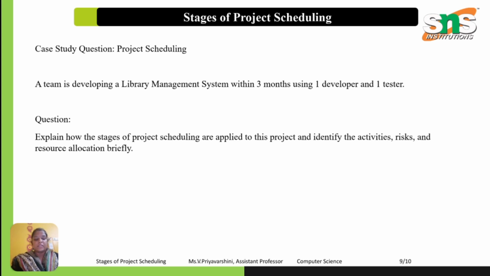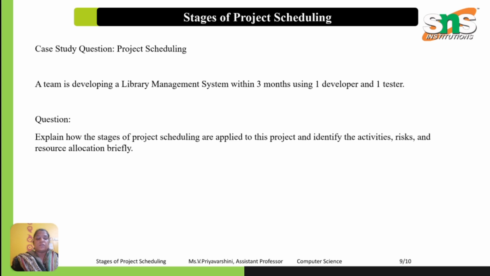Stage 2 is risk analysis. The team identifies the possible risks. Risk 1 is requirement changes. The library may request a new feature during the development. Risk 2: developer unavailability. Since only one developer is available, any absence may delay the project. Risk 3: technical problems in testing, with risk mitigation.